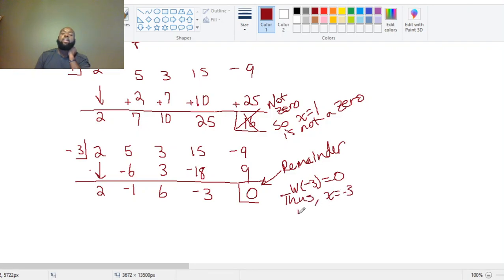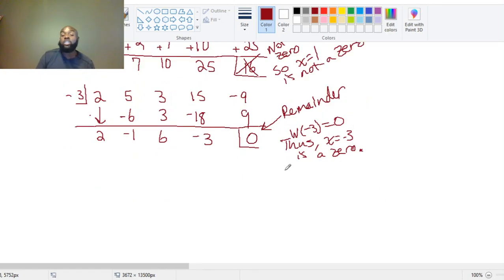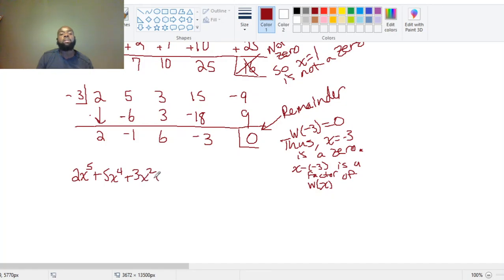X equals -3 is a 0. Not only that, but we also know by the factor theorem that x minus a -3 is a factor of the polynomial that we started with, which was w of x, right? So that means I'm going to go back and write my w of x. That's 2x to the 5th plus 5x to the 4th plus 3x squared plus 15x minus 9. When I divided that by x minus a -3, that's the same thing as saying x plus 3.